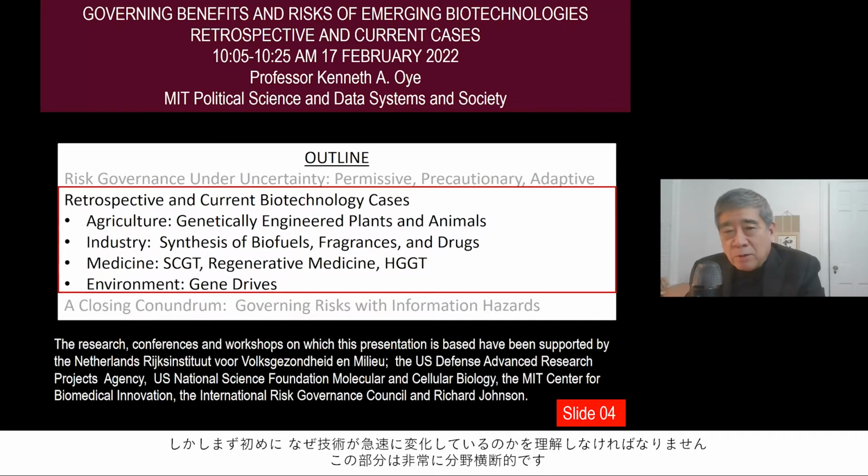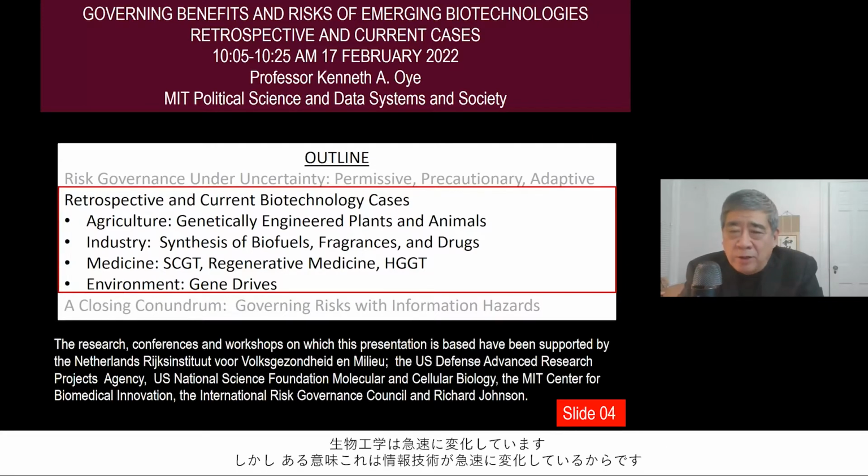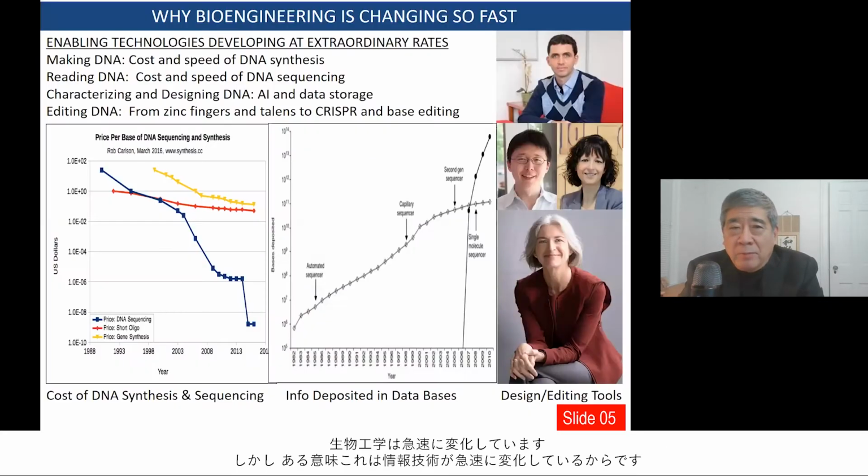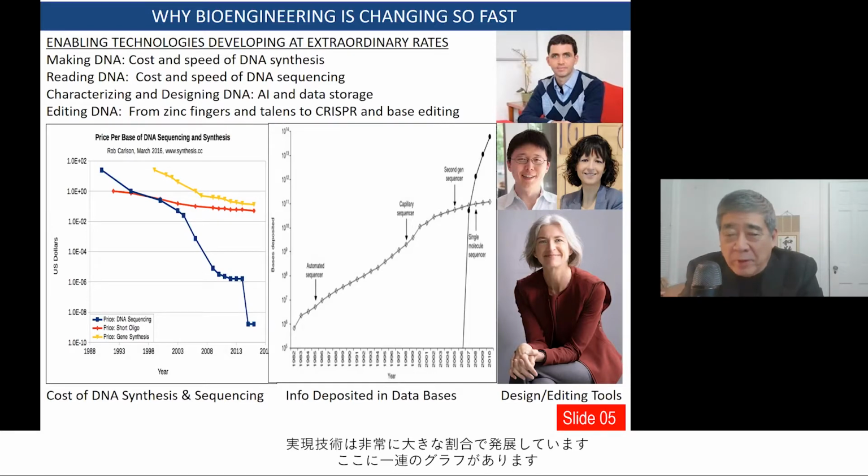And this part of the story is really very much cross-sectoral. Bioengineering is changing rapidly, but in part it's because information technology is changing rapidly. The enabling technologies are developing at extraordinary rates. Now we have a series of graphs. I'm from MIT, so I'm required to have graphs and charts. Those are log scales, exponentials on the vertical axis.